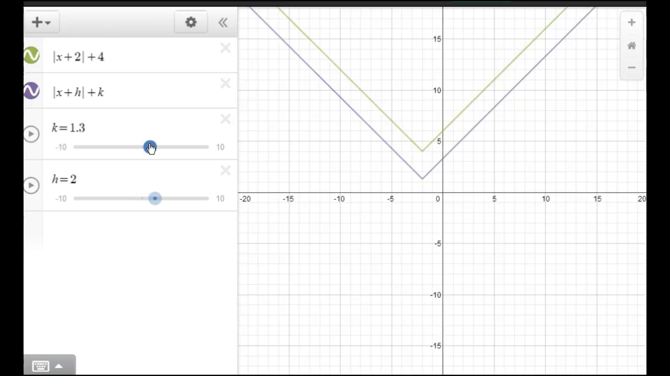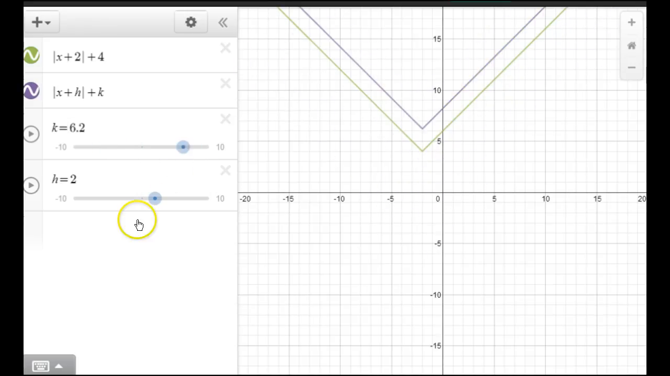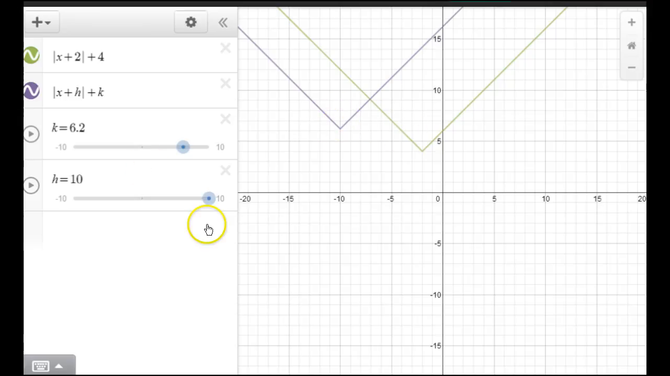Notice how it moves the graph just up and down, and then of course this one moves it left and right. When I go right, it moves the graph left. So when the numbers get bigger, you can see the graph actually goes towards the negative. Alright, good.